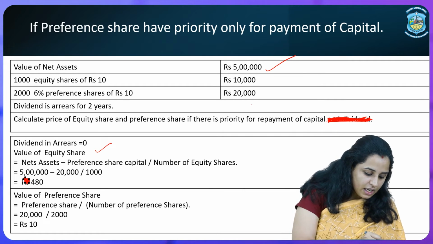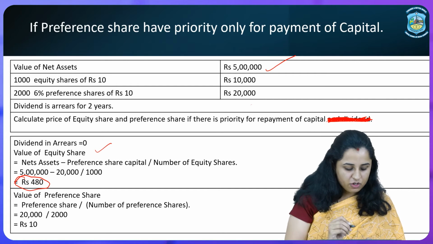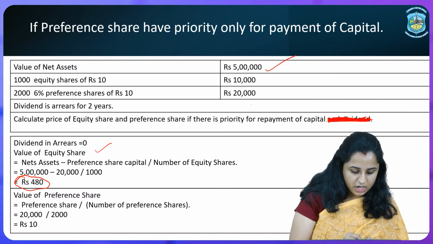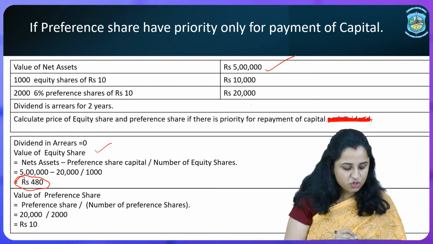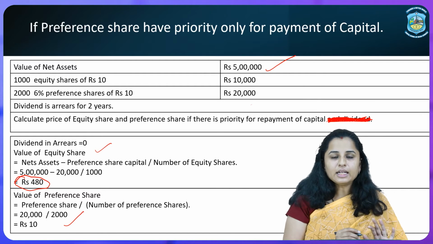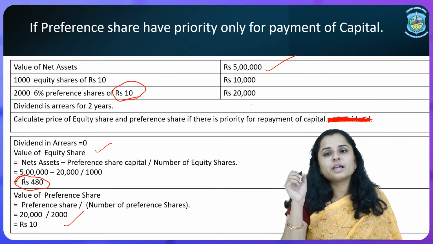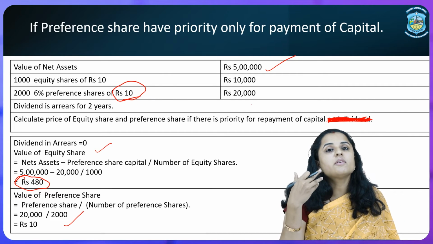So, every equity share is of rupees 480, and for preference share what you are going to do? Amount of preference share capital divided by number of preference shares, which is 20,000 divided by 2000, which is rupees 10. Technically, if you look into the question also, every preference share is of rupees 10 only because we are not giving any priority.